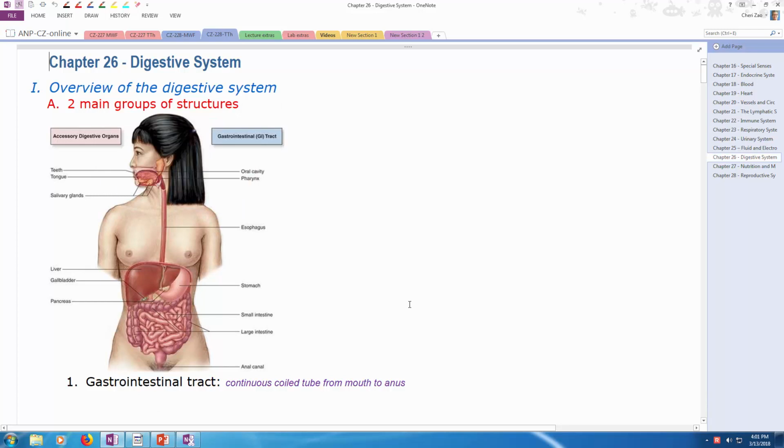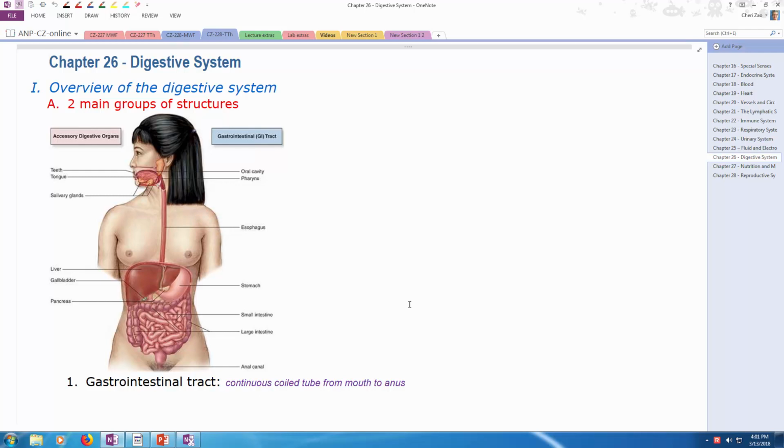So now we're on to the digestive system chapter, and after we get done with this chapter, we'll do metabolism because those are two chapters that are connected in most lecture texts, and we'll go ahead and do it that way too. After that, we'll go ahead and do renal and fluid and electrolyte balance.